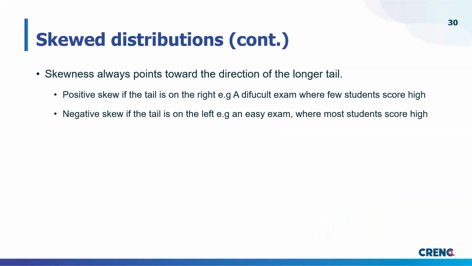A positively skewed data points to the right. For example, in a context where we have a difficult exam, only few persons score high. That means we have a lot of persons that are having low scores. So this is going to have a longer tail towards the right. And in contrast, where we have an easy exam, most students will score high, and we have the tail towards the left, and it is negatively skewed.